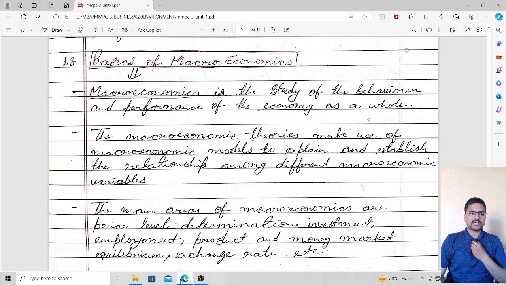So now let's start the remaining part of the first unit. Here it is given 1.8, that is basics of macroeconomics. So what exactly macroeconomics is, and how we can use macroeconomic concepts to understand the business environment.